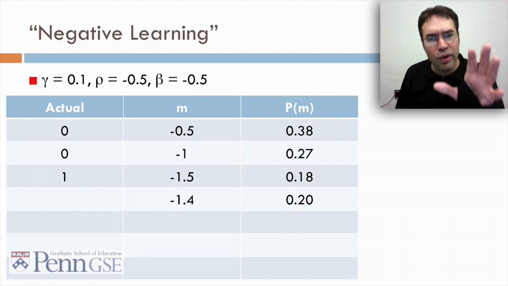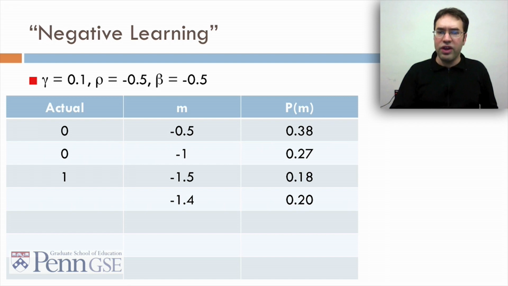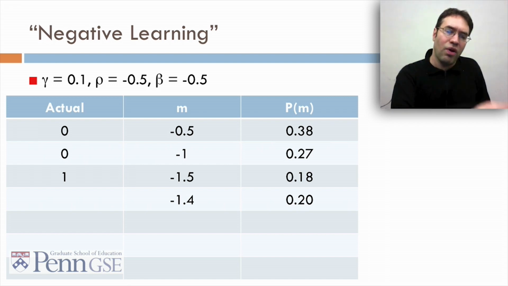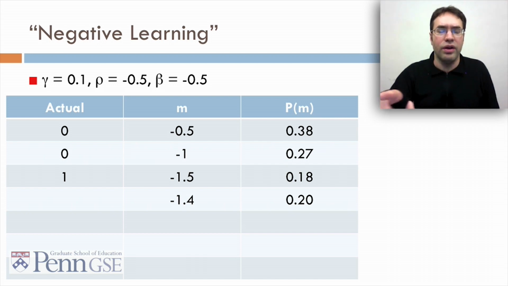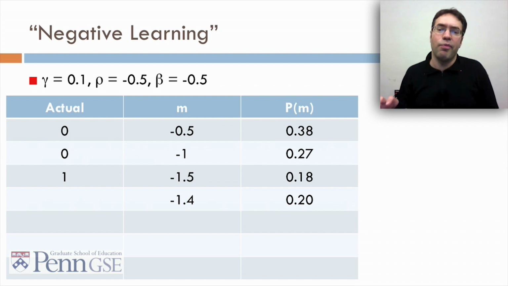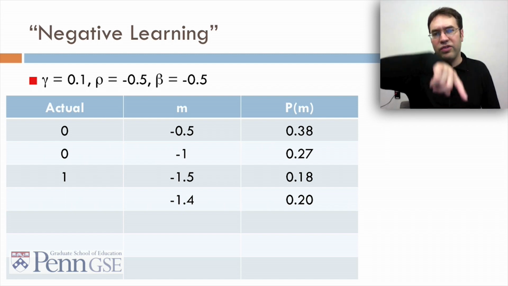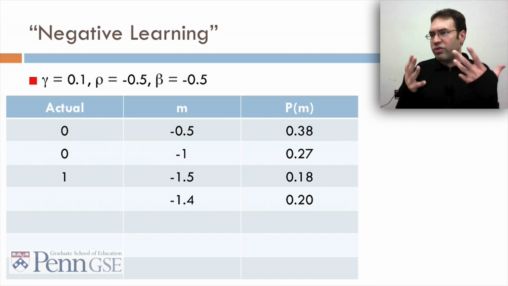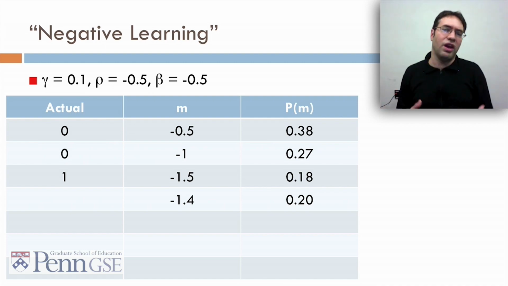Let's say we actually have a rho of negative 0.5. In this case, they have an m of negative 0.5 and a p of 0.38. They get it wrong, now their m is negative 1, which is associated with a p of m of 0.27. Then they get it wrong again, negative 1.5, p of m of 0.18. Finally they get it right, it starts to come up again. Now, this looks weird at first. It's certainly not something you have in BKT.